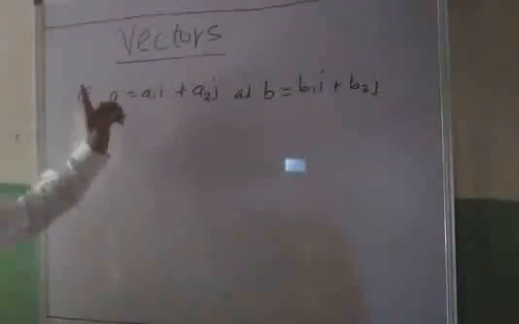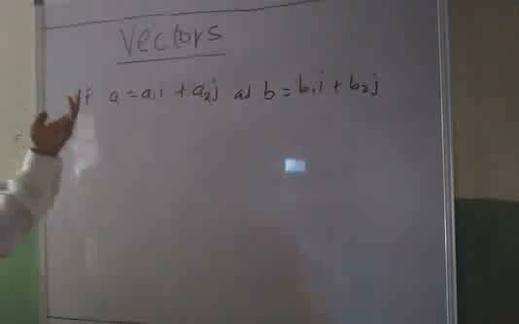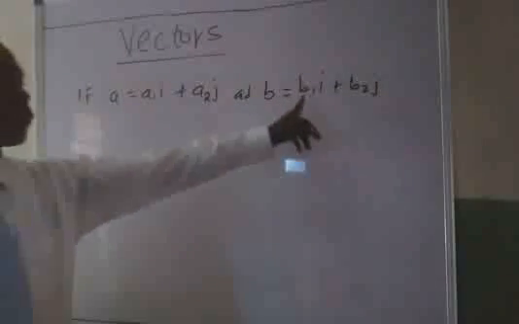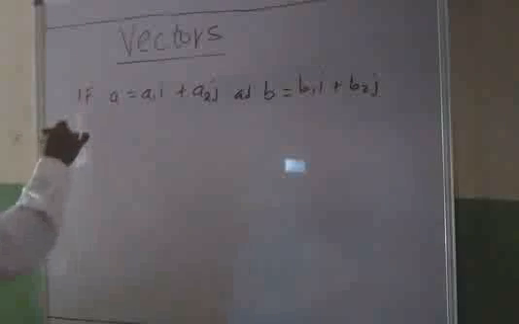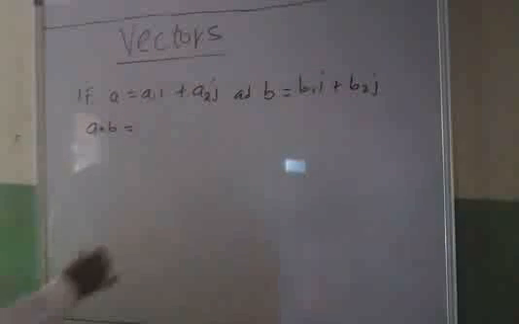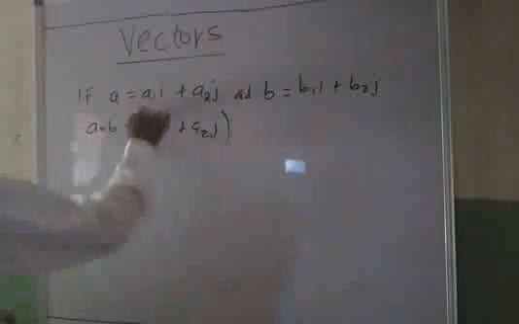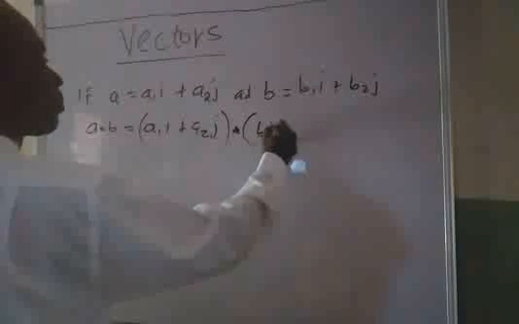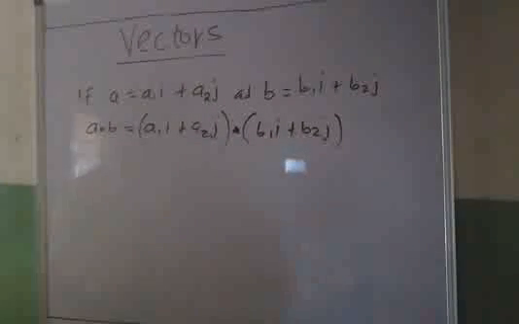Now, this is what we are trying to say. Let's consider these two vectors. If A is equal to A1i plus A2j, and B is equal to B1i plus B2j. So we say the scalar product, or what we call the dot product, is given as A dot B equals A1i plus A2j dot B1i plus B2j.